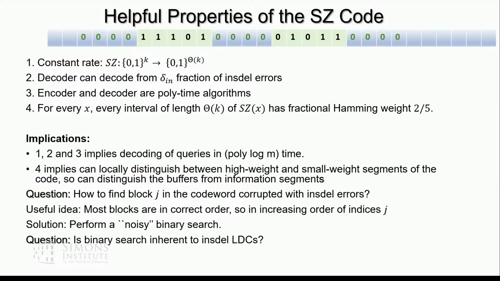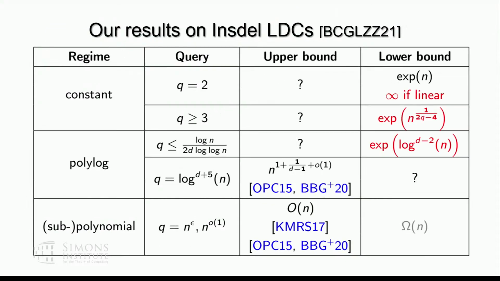Okay. So is binary search inherent to locally decodable codes? What I'm driving at is, can we get locally decodable codes with fewer queries? Like, do I have to perform log n queries, or maybe I can do something smarter and get constantly many queries, for insertion deletion? So this is in some sense an open problem. I'll tell you more about it soon.